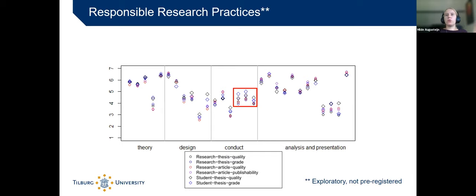And please note that for both pre-registration as well as sharing, apparently the students, which are the diamond-shaped figures, think that this is more important than their supervisors do or the peer reviewers do. So our new generation apparently thinks that this is more important than the older generation. Furthermore, we also asked them about distinguishing confirmatory from exploratory analysis, and that they thought was of higher importance, especially the researchers.